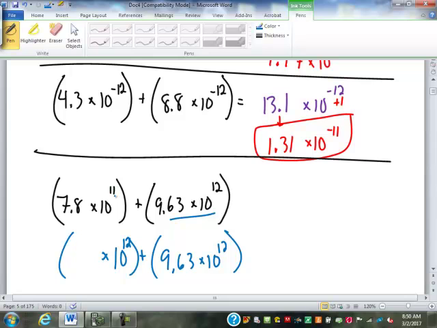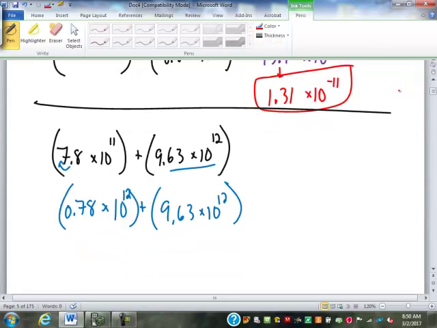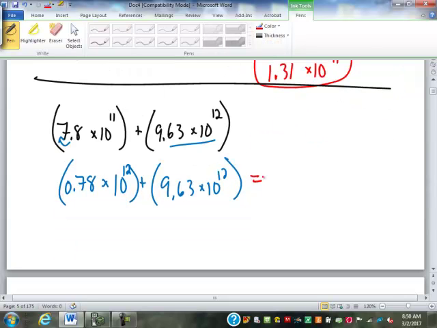Did the power get bigger or smaller? Bigger. Power got bigger, so the number has to get smaller. Ours is the opposite. So that becomes, move the decimal point over 1 place to make it smaller. So that's 0.78 times 10 to the 12th. So now we add 0.78 plus 9.63, which gives us 10.41. Yes? No? Yes?